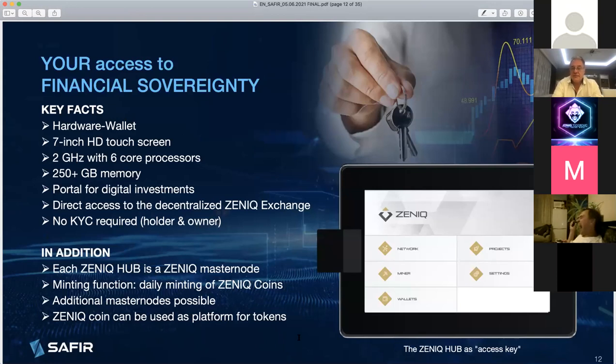And this is the crown jewel of the whole concept, the physical product, the tablet. This tablet, it's not just a traditional tablet, which it is, but it also has a lot more inside than normal tablets do. It holds inside a ZENIQ minting hub, a ZENIQ master node that confirms transactions on the blockchain. So it produces additional income for you. And it's a very, very powerful device.